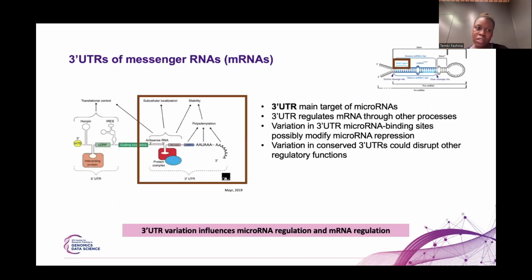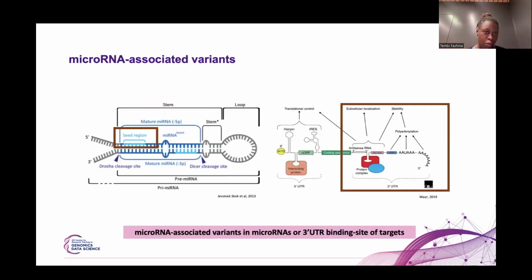Outside of the microRNA, we need to discuss the targets of the microRNA, which is the 3' UTR of the messenger RNAs. The schematic on your left highlights the 3' UTR. While the 3' UTR is the primary or canonical target of microRNAs, it also regulates the mRNA through other processes, including polyadenylation, and it also has sites for RNA binding proteins. So we suspect that variation within the 3' UTR could affect, A, microRNA binding ability, and B, other regulatory functions. In my work, I refer to microRNA-associated variants as those within the microRNA itself or within the 3' UTR of their targets.